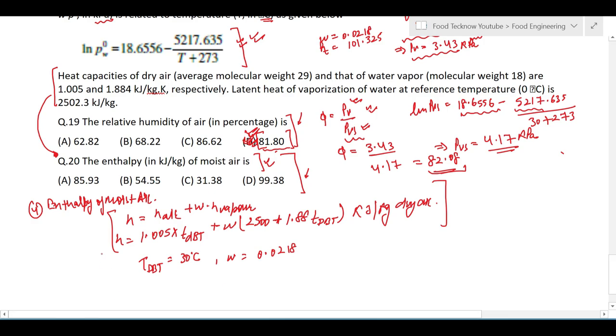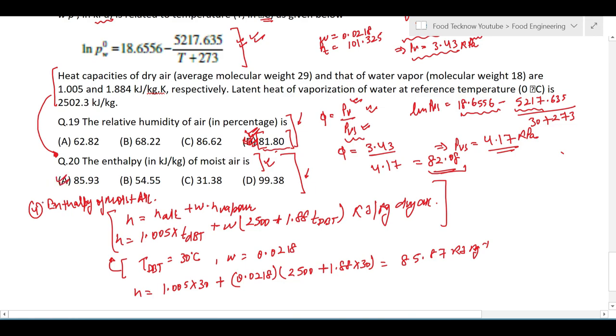So if we write all the things in the given formula, H is equal to 1.005 into 30 plus 0.0218 into 2500 plus 1.88 into 30. So finally the answer we get is 85.87 kilojoule per kilogram. Okay, so option A is the correct answer.